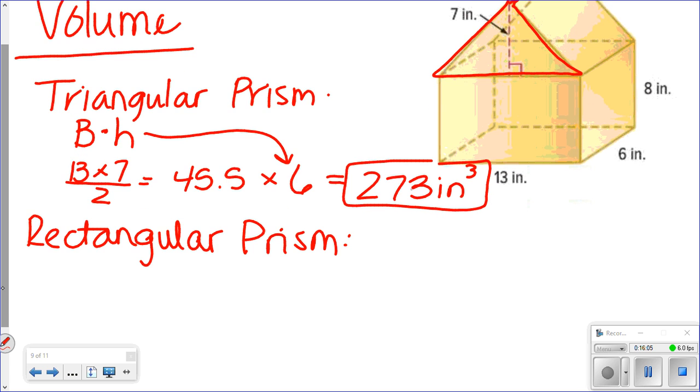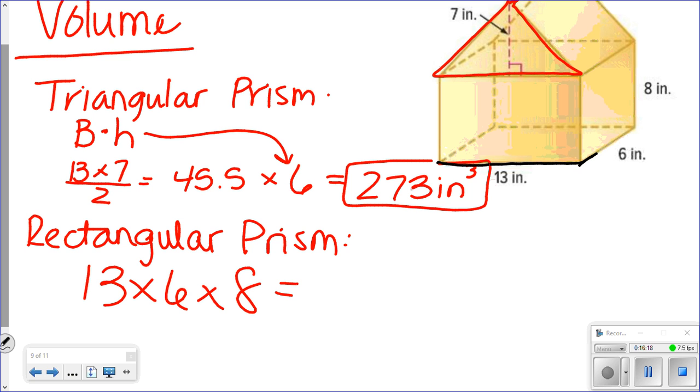So what are the dimensions of that? 13 times 6 times 8. If you don't know, it was 13, 6, and how tall it was right there. 624, I think. Putting this together.